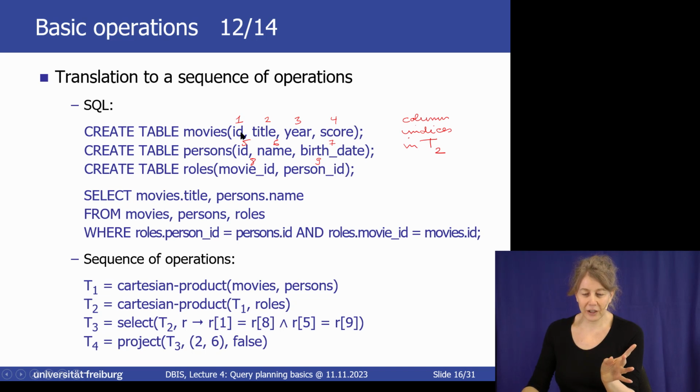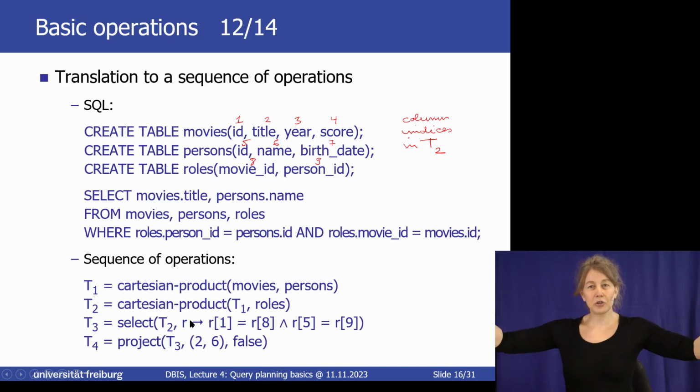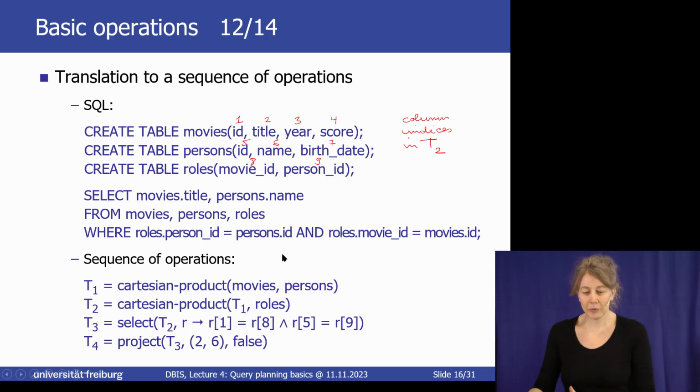So this ID of the movies table is equal to movie IDs. That's just what's written here. And R5 is equal to R9. This ID is equal to person ID. So that's what I'm saying here. So of this huge table, which contains all combinations of rows from each of the 3 tables, only take those rows where these 2 conditions are satisfied, and that's a select.